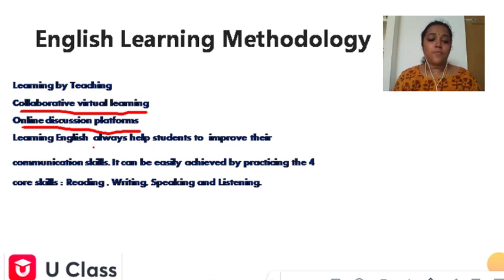Now let us discuss the third point that is very, very essential. That is our prime aim. Learning English always helps us improve our communication skills, isn't it? It can be easily achieved by practicing the four core skills, that is reading, writing, speaking, and listening. I always get many questions regarding what is the best way to learn English, or how can I improve my English language fast, isn't it? So let me tell you, English can be mastered by practicing the four skills. You might have heard the quote, practice makes a man perfect. It is only through constant practice that you can be a master of the English language.